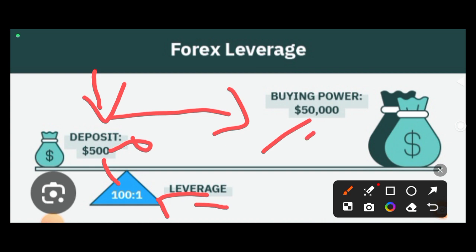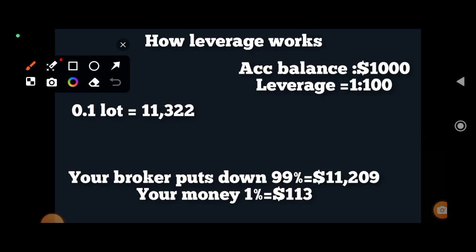Your broker is lending you this money to participate in the forex market, because of course with the explanation I just gave you on lot size, you cannot participate with $500. I hope you guys understand. So they are making us participate by lending us money, which is called leverage, right? So guys, how does leverage now work in a real scenario?